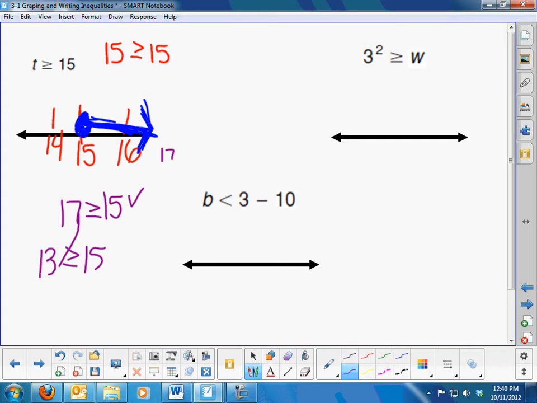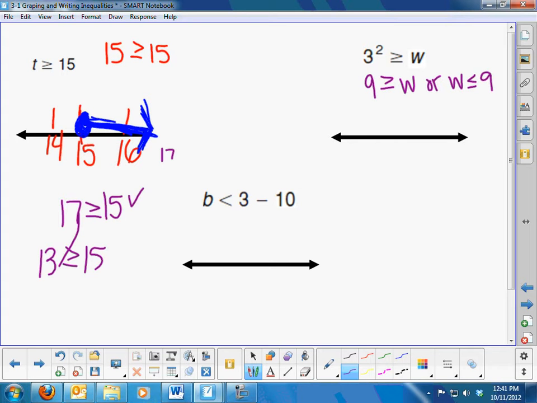3 squared is greater than or equal to w. Well, I know that 3 squared is just simply 9, so I have 9 is greater than or equal to w. Now if I want to rewrite that with the variable on the left-hand side, just because to me it makes it easier, this would be w is what? Is w less than or equal to 9. Now that's hard for a lot of students to figure out how to write that, okay?